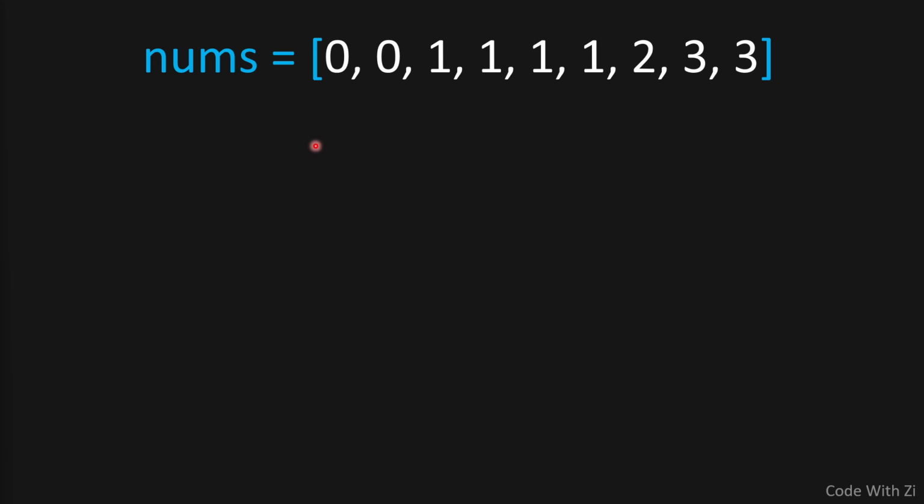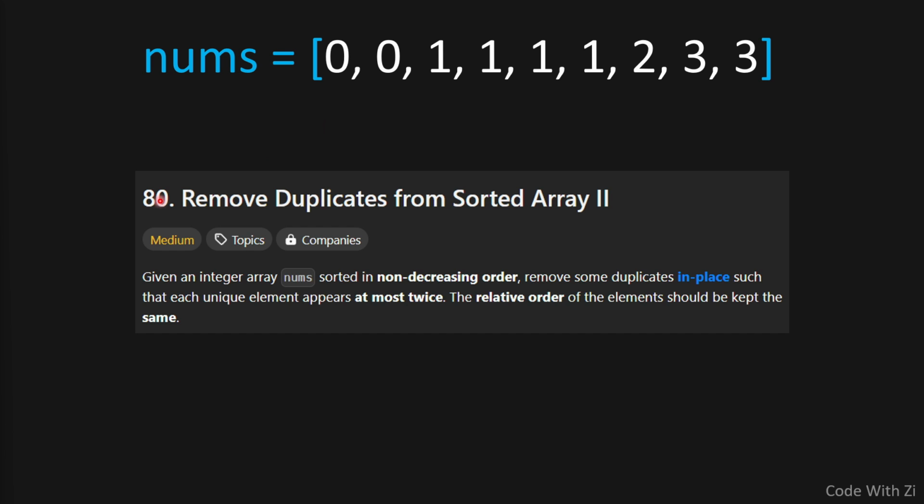In today's video, we gotta remove duplicates from this array in place. Why? Well, because that's what LeetCode 80, Remove Duplicates from Sorted Array part 2, is asking us to do. As you can see, it says, given an integer array called nums, like this array that we have here, sorted in non-decreasing order, meaning it's sorted in increasing order, remove some duplicates in place such that each unique element appears at most twice. The relative order of the elements should be kept the same.